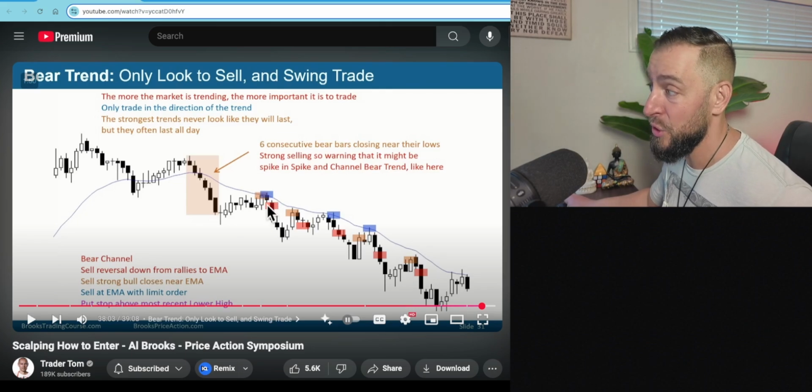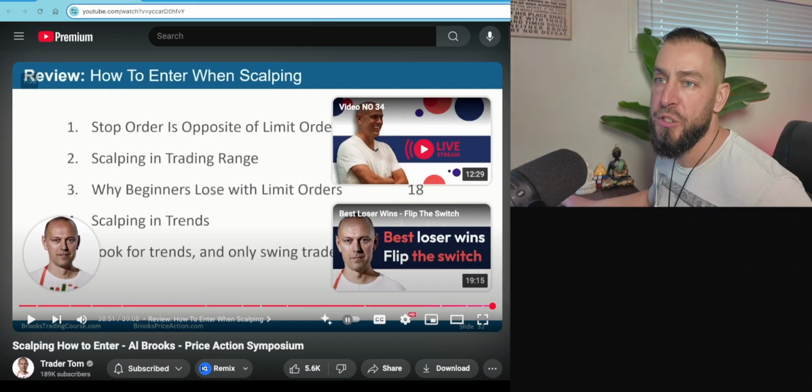And look, that's exactly what traders did. Look how many sold. Pretty much everyone sold as soon as we got to the moving average, and then boom, you got another move down. The scalping trap.